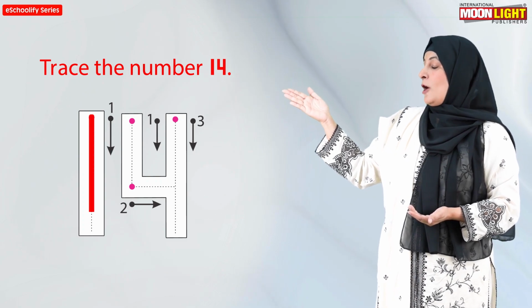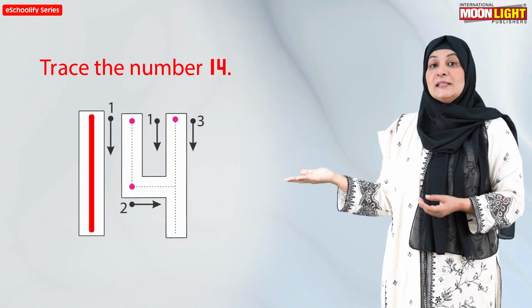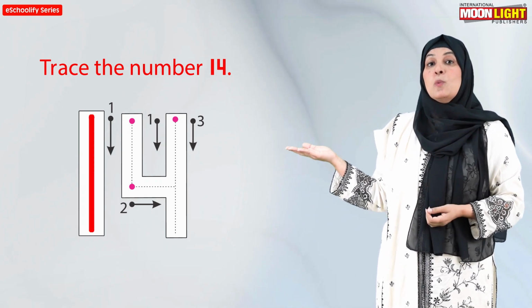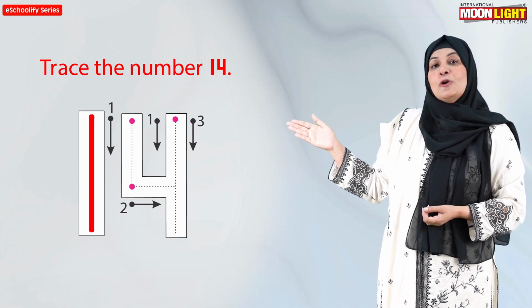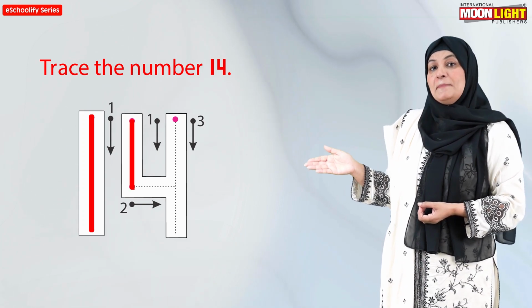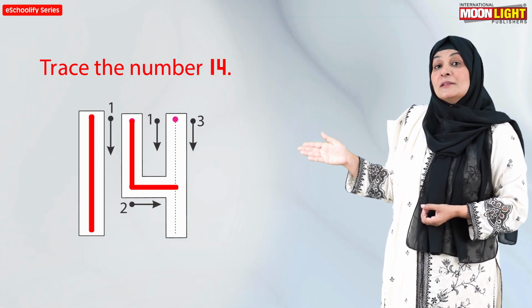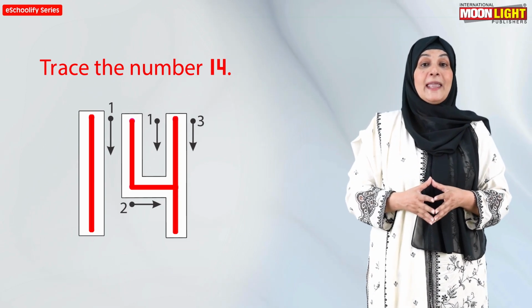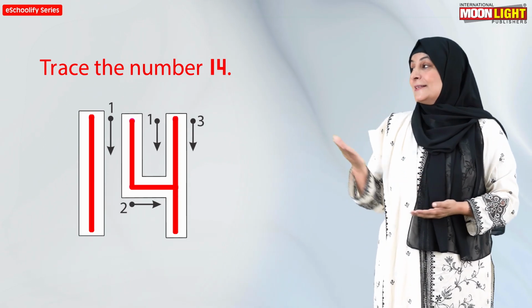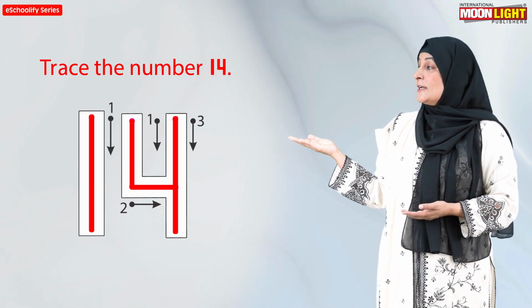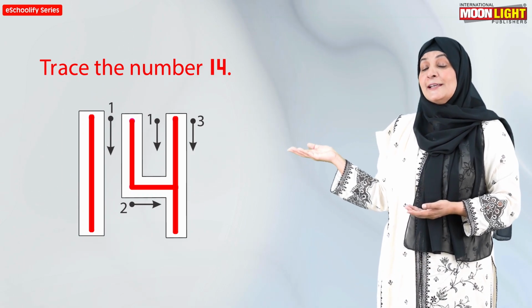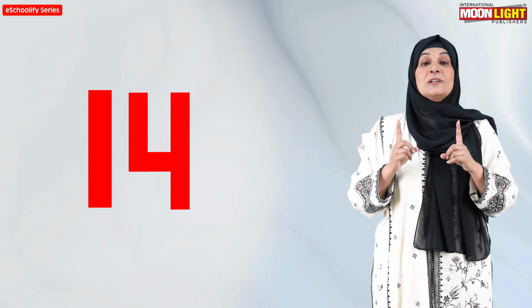Start from the red dot, come straight down. It will make number 1. Start from the red dot, come straight down, make a sleeping line, make another straight line. It will make number 4. 10 and 4, 14. 10 and 4, 14. 10 and 4, 14. After that, it's very important to visualize them.